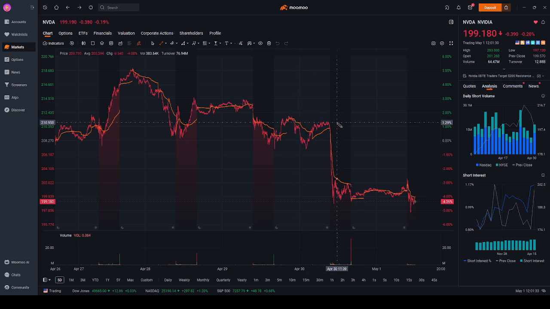Support levels are typically identified where the price tends to stop falling and bounce back up. Resistance levels, on the other hand, are where the price tends to stop rising and reverses down.